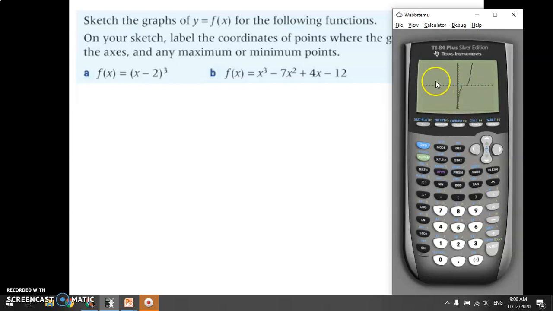I might not need to see all these negative values, so I'm going to change the window and do x min at 0. Or maybe let's make it -1. X min at -1. Graph it again. Okay, yeah, I can pretty clearly see my graph.